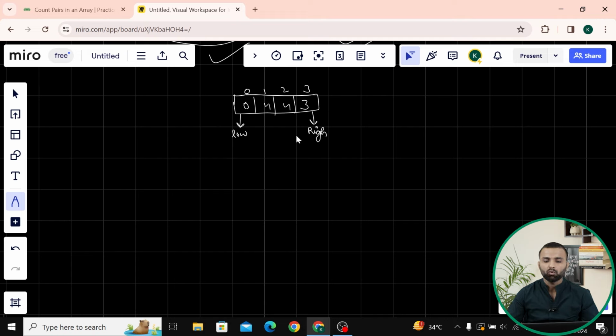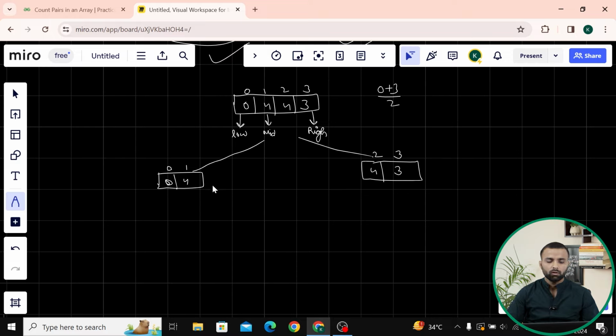Merge sort is divide and conquer, so let me divide it. I divide into the left half, which is low to mid, so here I am writing 0, 4. I divide this array into two halves. In the right side, I have mid plus 1 to high, which means 4 and 3 are on this side. Now again we go to the divide part. This is my low, this is my high. (0 plus 1) by 2 is 0. This is my mid.